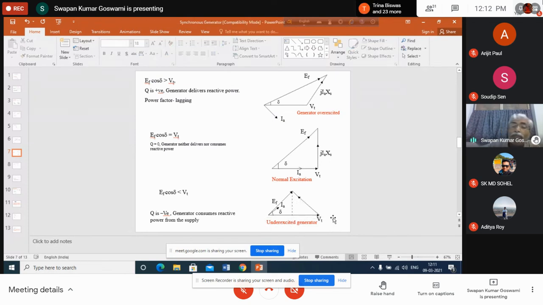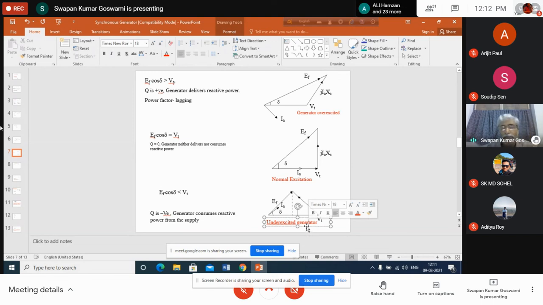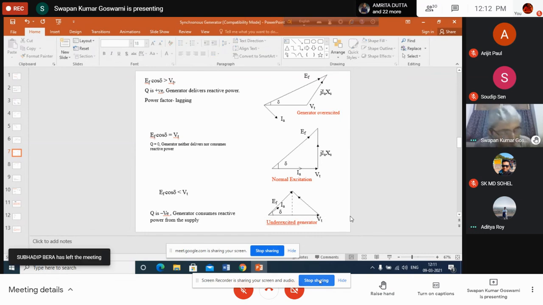Overexcited operation means the generator field current is more than the field current corresponding to the unity power factor case. Underexcitation means the field current of the generator is less than the field current corresponding to the normal excitation or unity power factor case. Is it clear? Yes.